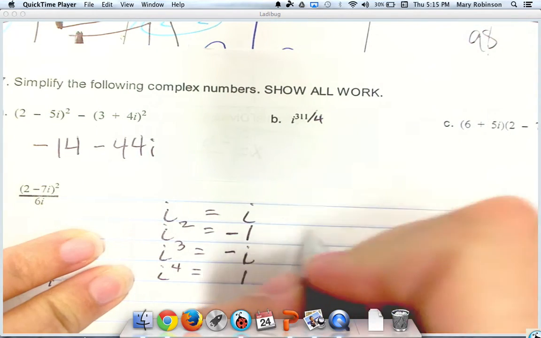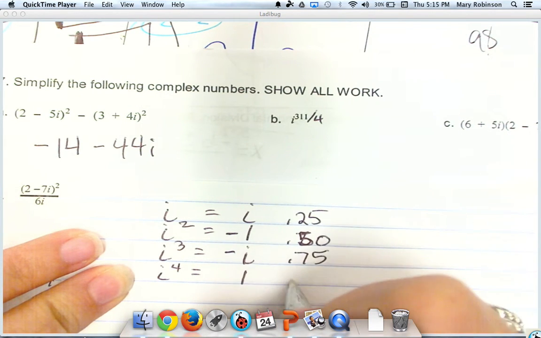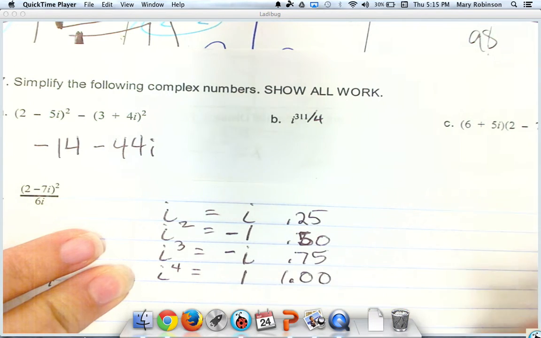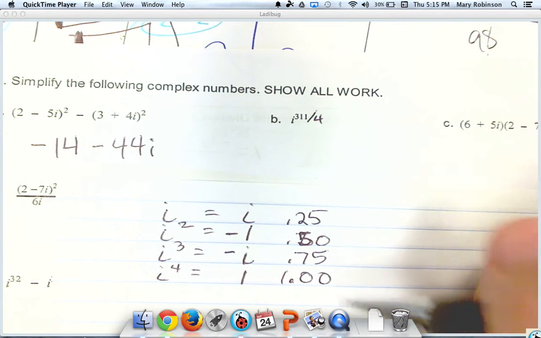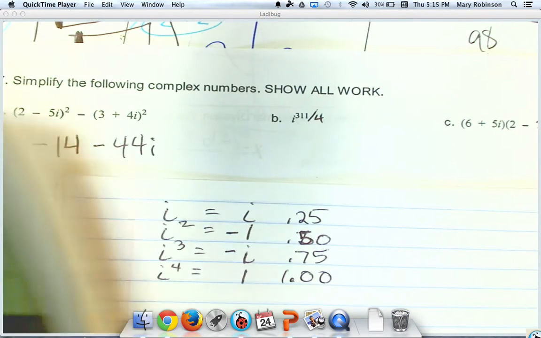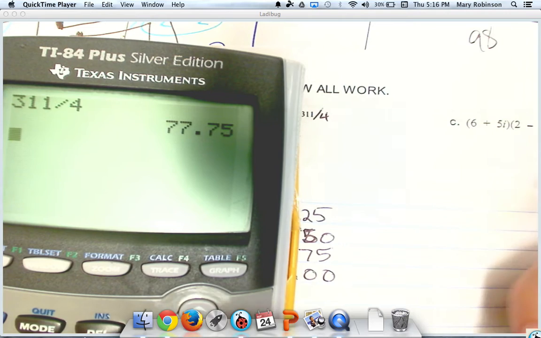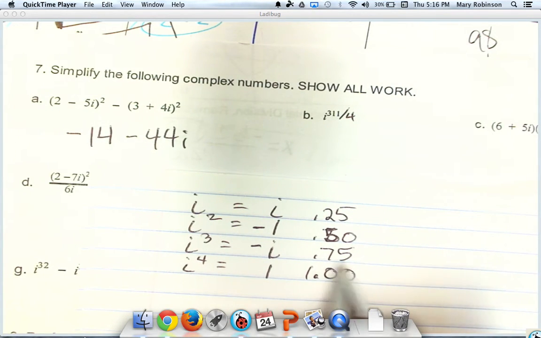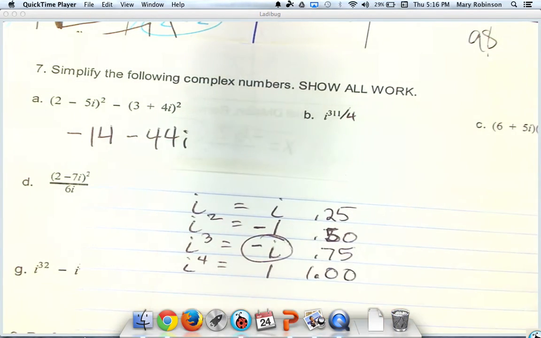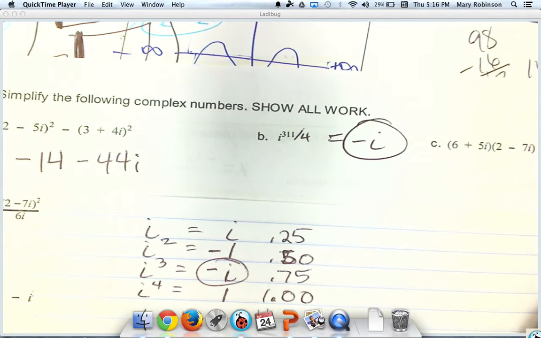When you divide by 4, remember to look for either 0.25 at the end, 0.5, 0.75, or it divides evenly. So I always relate this to 25 cent, 50 cent, 75 cent, and a dollar. Well, if we take 311 and divide by 4, 311 divided by 4, we get 0.75. If it ends in 0.75, I have to use negative i. So that's my answer, negative i.